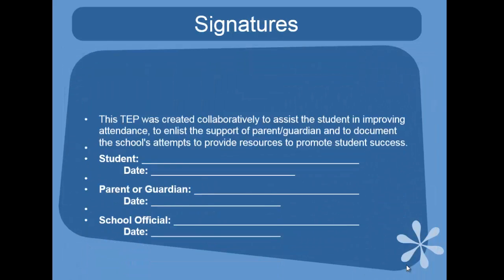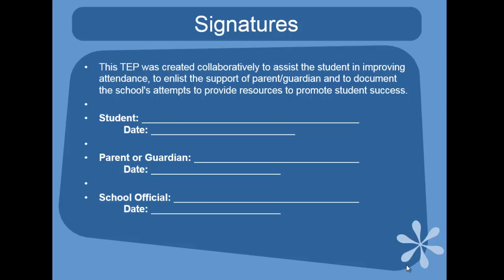And then the last part is the signatures, and we do get the signature of the parent, the student, and you would be the school official. Now, how do you get that? Well, if you're doing a TEP in front of the student and parent, it's easy. You can just have them sign.